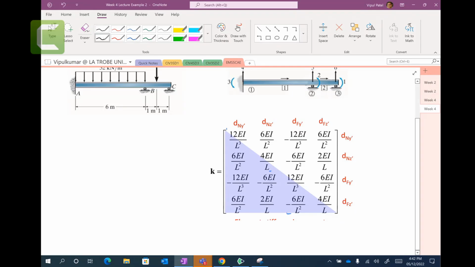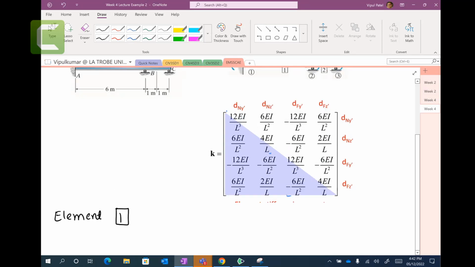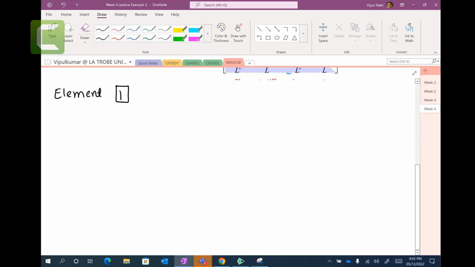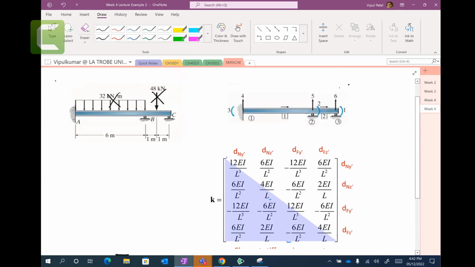All right, in here we can have element number 1, same story. We can draw up the elements. Don't worry about the forces when you calculate the stiffness matrix. The forces will not come into the picture for the stiffness matrix. It will come later. It's just E, I, and L. So this is element number 1.